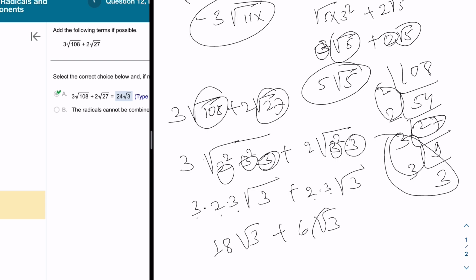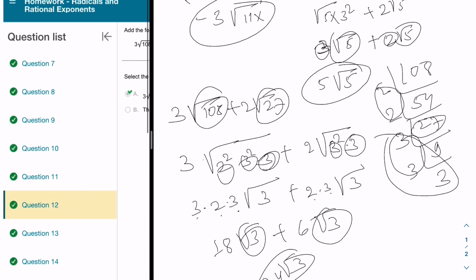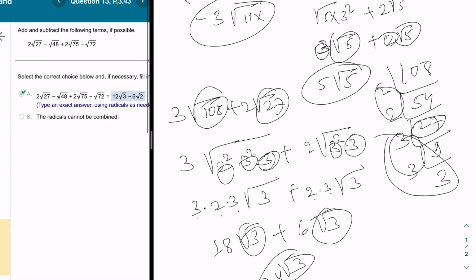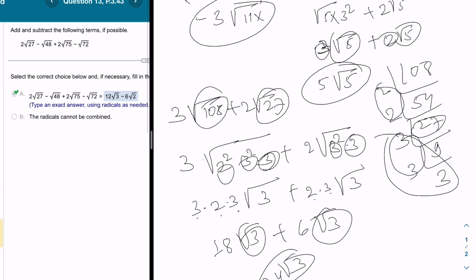So now we have like terms, root 3. And what is 18 plus 6? 18 plus 6 is 24. So this is the answer. Got it? Now let's move to question number 3. So these all are the same.